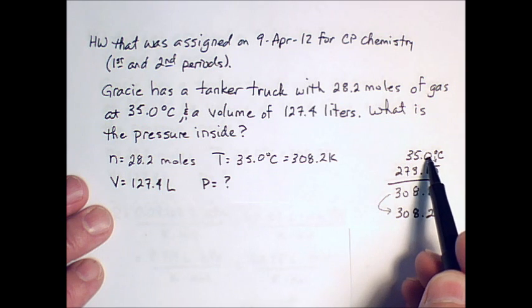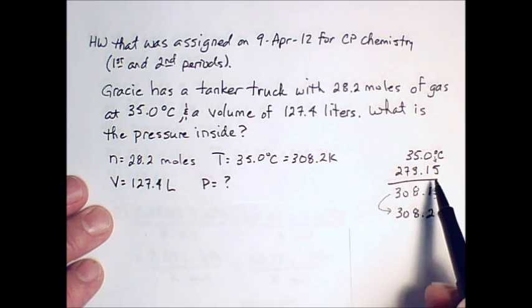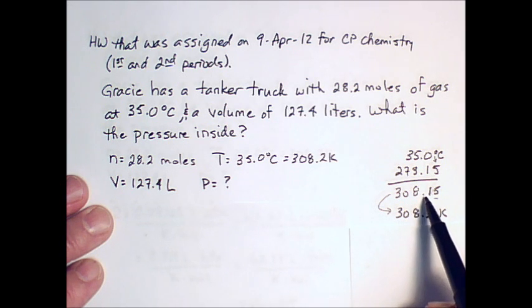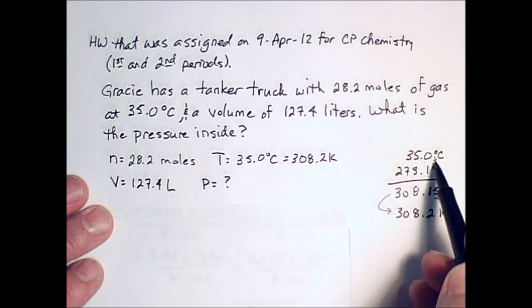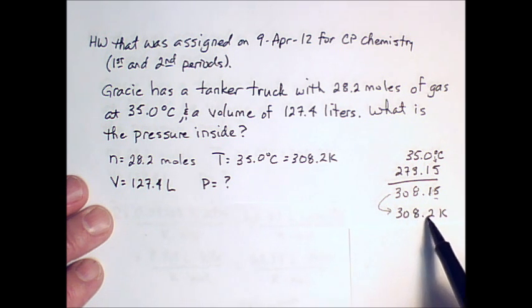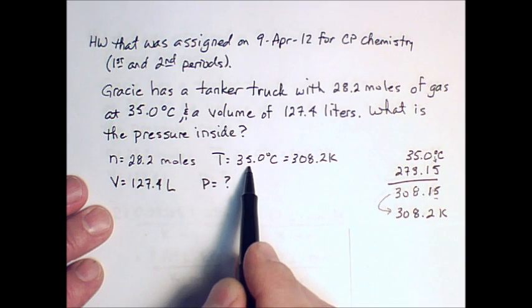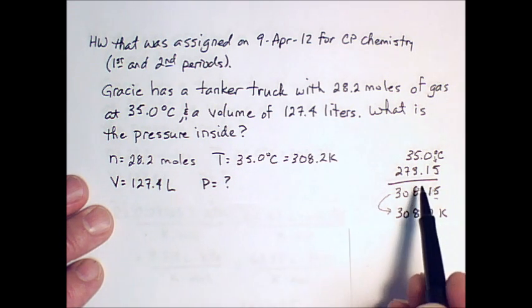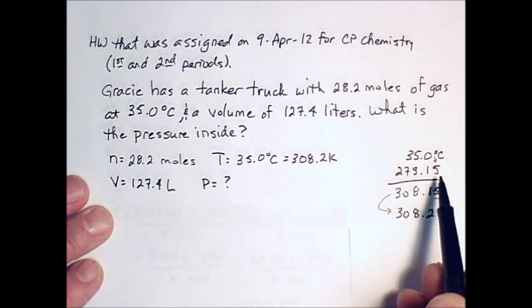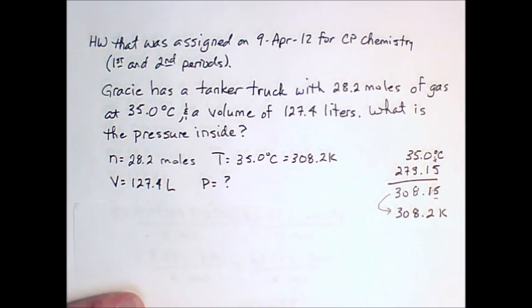We took that 35.0 degrees C and added 273.15 to that. We get 308.15. We've got an empty slot above the 5, so the 5 gets rounded up. Our final answer is 308.2 K. So that's where we get this from. Anytime you're converting from degrees C to Kelvin, you add 273.15 to it, and of course if you're going back the other way, you subtract 273.15.